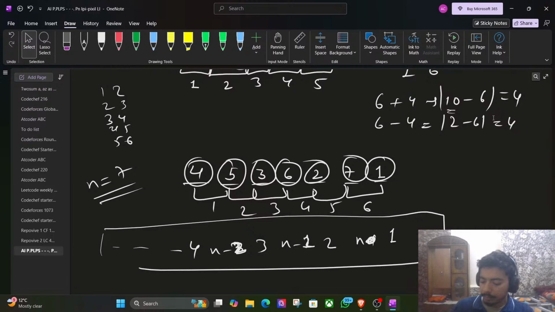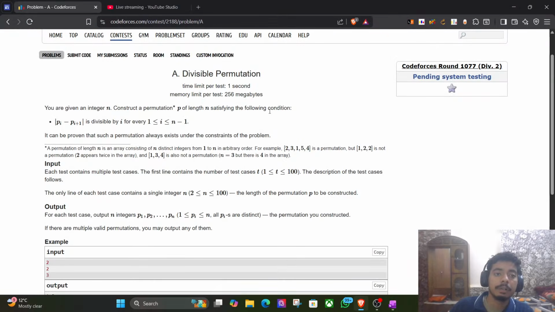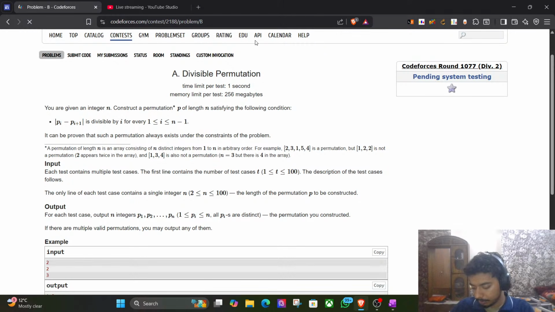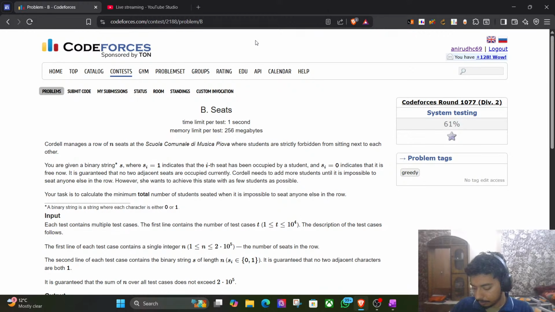I assume this is clear. So let's move toward B. Okay, wrong answer in B.